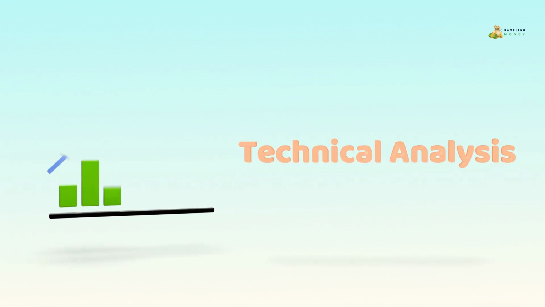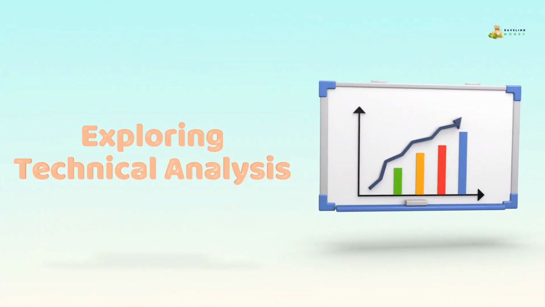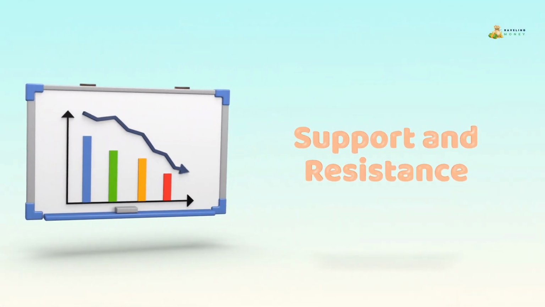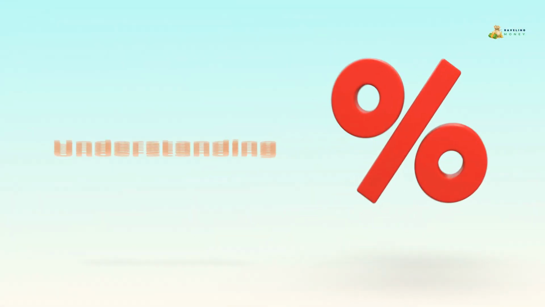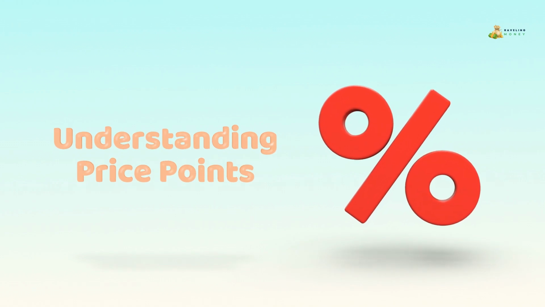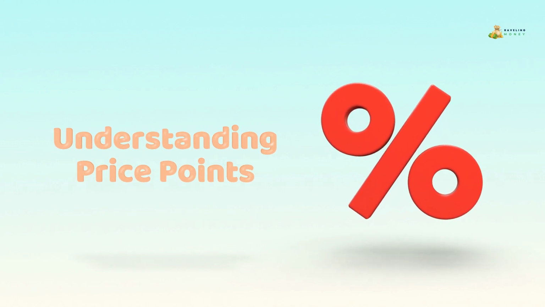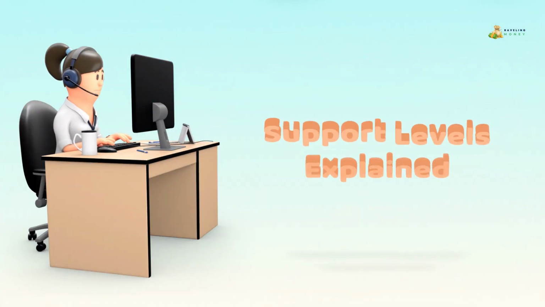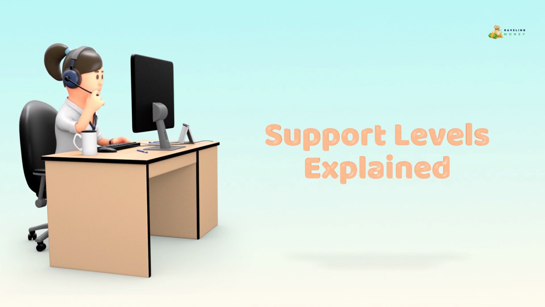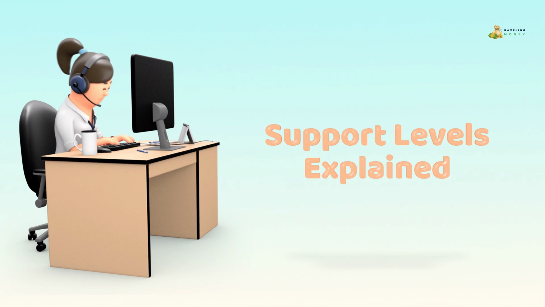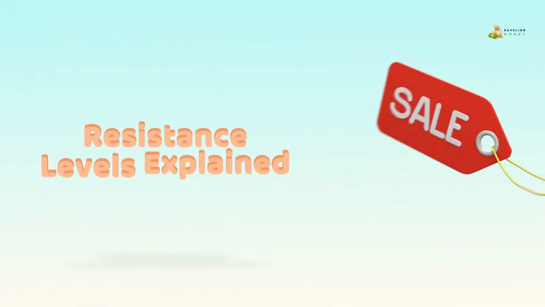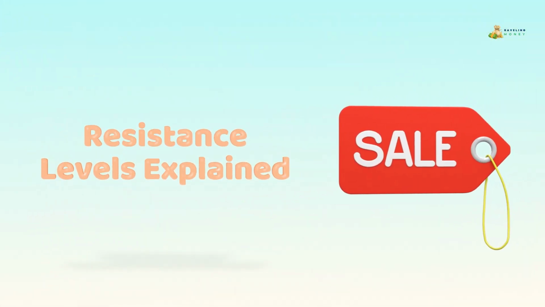Technical analysis. Now let's explore another powerful tool, technical analysis. Support and resistance. Identify support and resistance levels. These indicate price points where a stock is likely to find buying or selling pressure. Support levels are price points where a stock tends to find buying interest, preventing it from falling further. Resistance levels are where selling pressure typically arises.